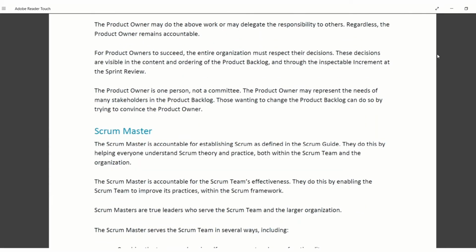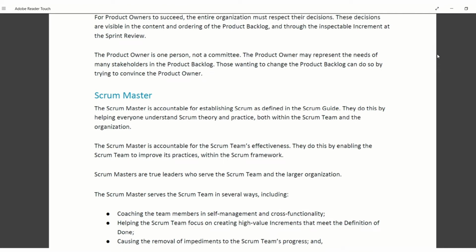The product owner may do the above work or may delegate the responsibilities to others. Regardless, the product owner remains accountable. For product owners to succeed, the entire organization must respect their decisions. These decisions are visible in the content and ordering of the product backlog and through the inspectable increment at the sprint review. The product owner is one person, not a committee.